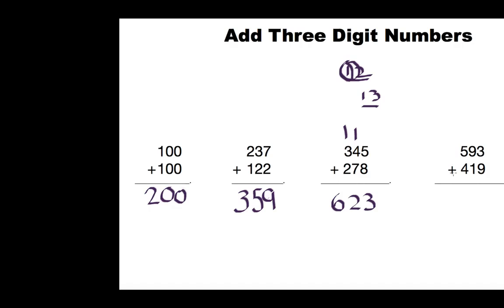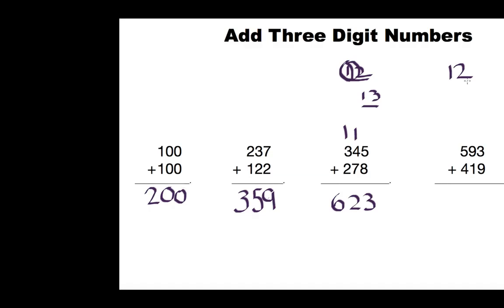Now we're going to do the same thing here. 593 plus 419. We are starting in the ones place. So 9 plus 3 equals 12. So let's go slow so we can truly understand this. I'm going to do another video with carrying numbers separately so you can understand in a more in-depth manner.